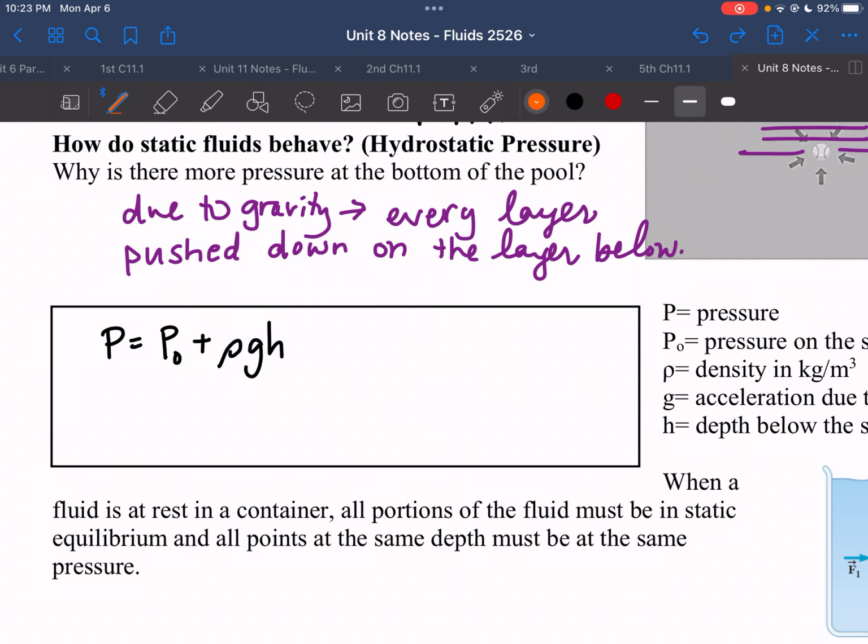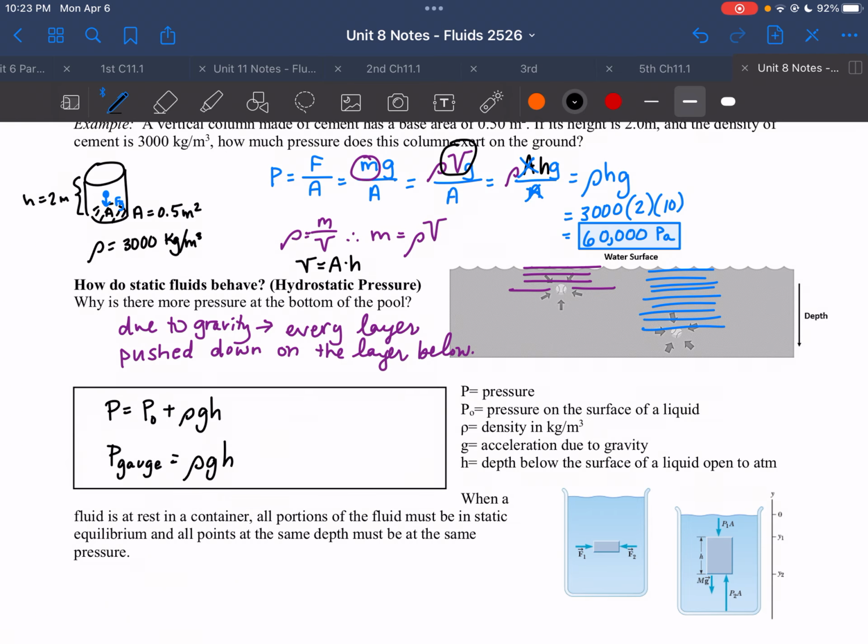The second equation is that if I just want to do this as P minus P naught, then that's going to get me the gauge pressure. And the gauge pressure is just rho g h. That's it. We know that when a fluid is at rest in a container, all portions of the fluid must be in static equilibrium, and all points of the same depth must have the same pressure. This is implied in any physics problem, any ones that you see where you're like, man, that bike just isn't working quite right. We know that these two things are true for it, and this is always going to be the case.